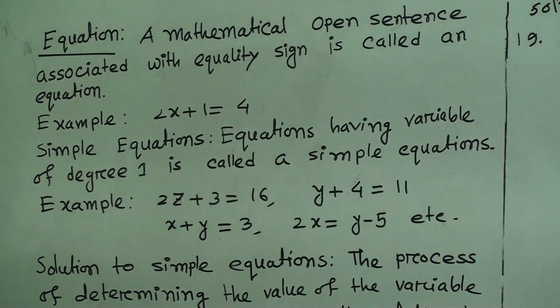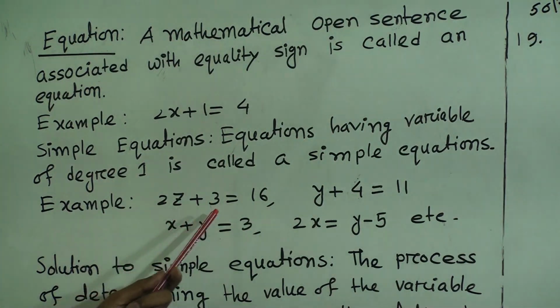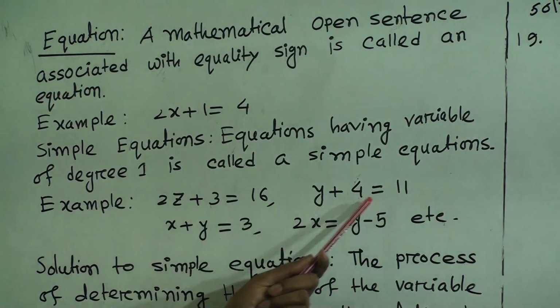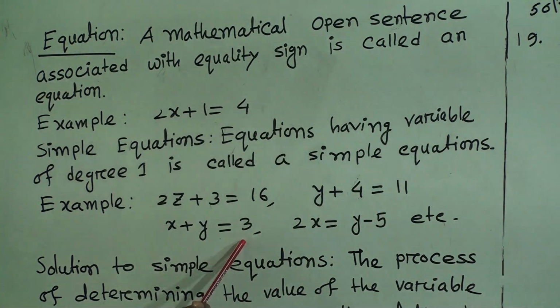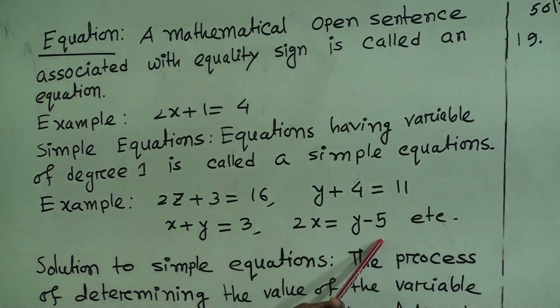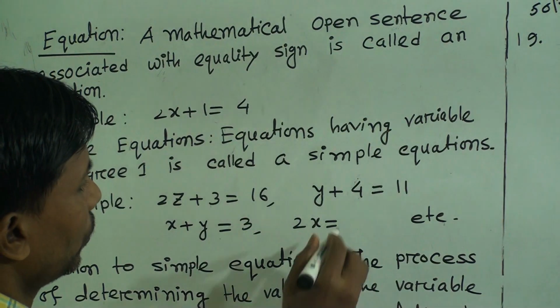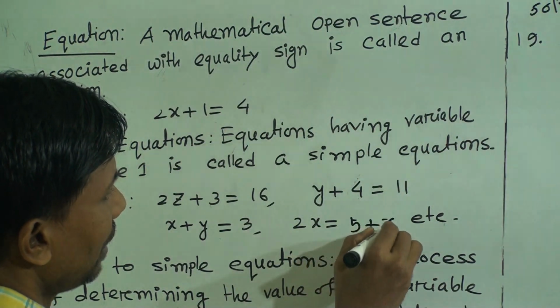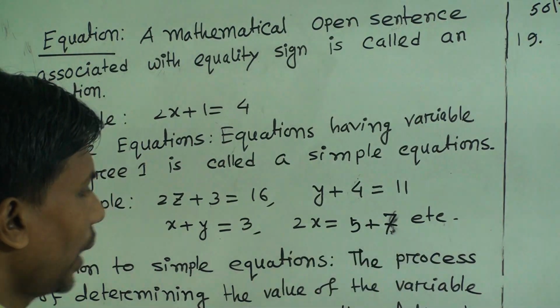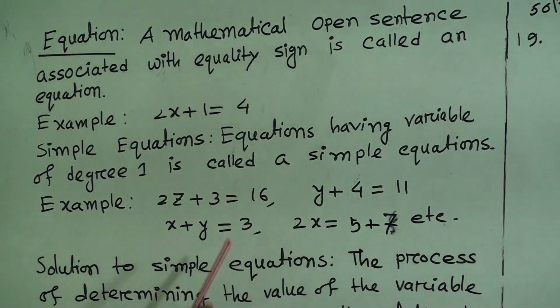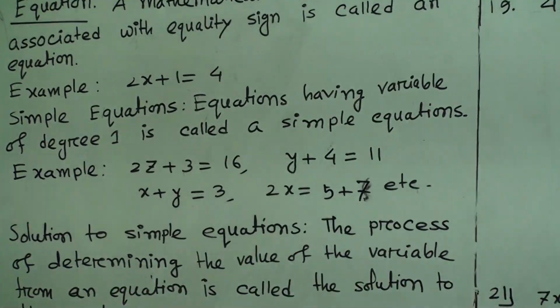Now what do we mean by simple equations? An equation having a variable of degree 1 is called a simple equation. Examples: 2z plus 3 equal to 16, y plus 4 equal to 11, x plus y equal to 3, 2x equal to y minus 5, 2x equal to 5 plus 7, etc. These are the simple equations.